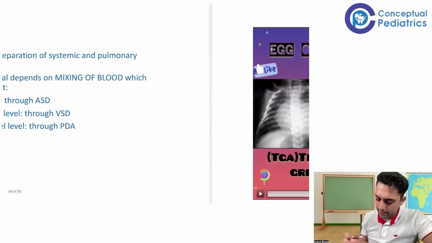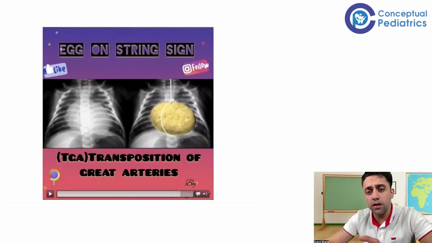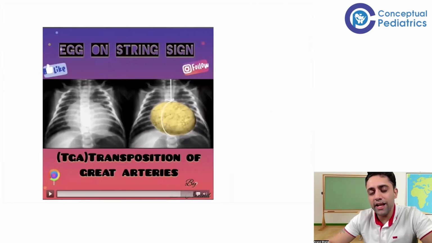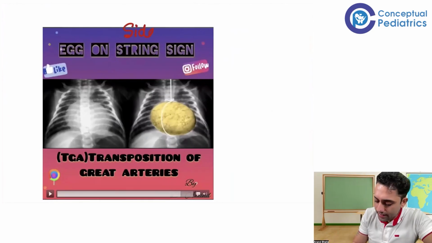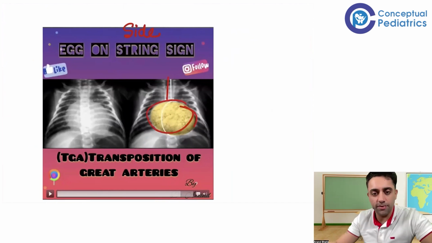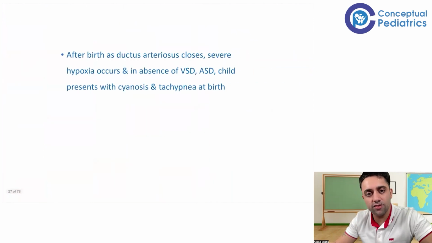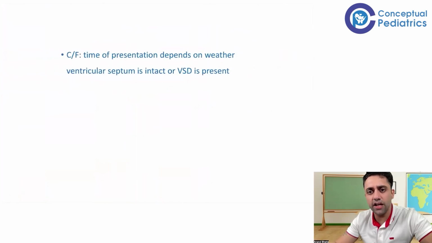We have done everything perfect. Last but not the least, the egg on side appearance. We all know egg on side or egg on string. Some books say egg on side. So the egg on side appearance is what you see in a case of TGA. So all these things we have done. This is a very nice question.